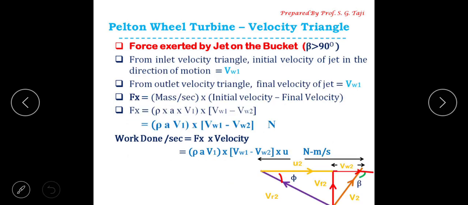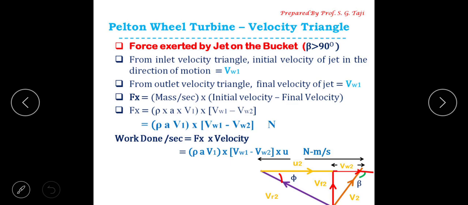Force exerted by jet on the bucket when beta is greater than 90. From the inlet velocity triangle, the initial velocity of jet in the direction of motion is Vw1. From the outlet velocity triangle, the final velocity of jet is equal to Vw2. Fx, that is force in the direction of flow of jet, is mass per second multiplied by initial minus final velocities. Fx is equal to rho a v1 multiplied by Vw1 minus Vw2, because both are in the same direction of flow.